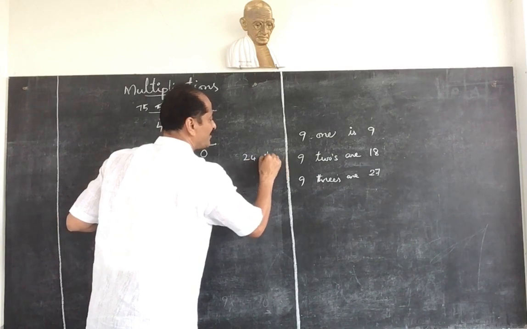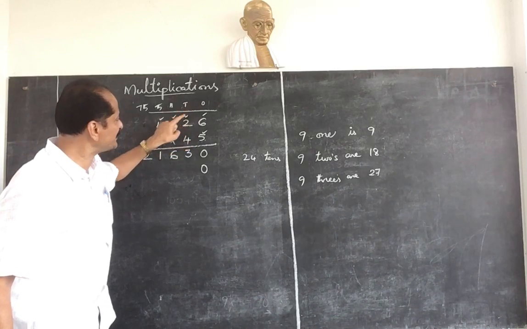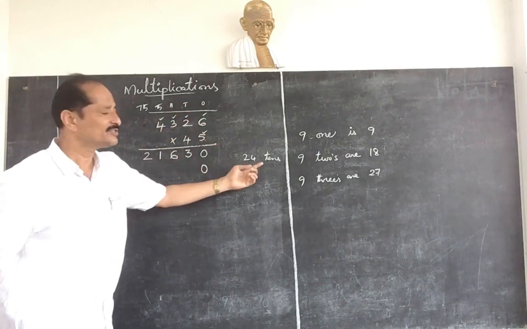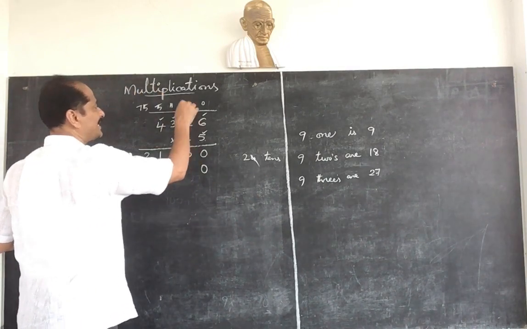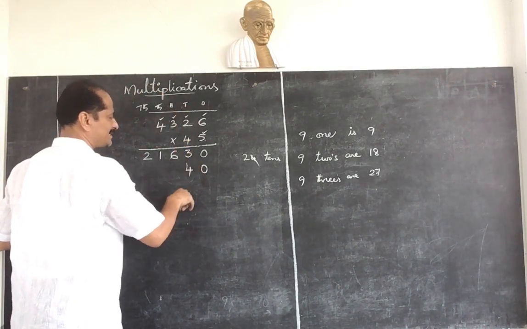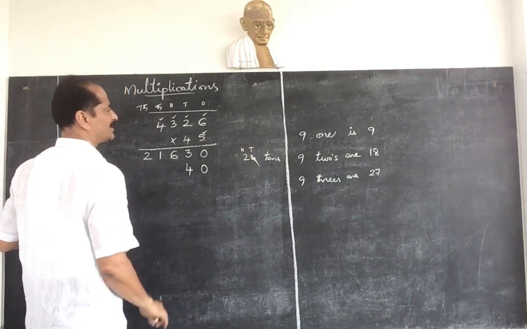24 tens. Why 24 tens? Because 4 is in tens place, 6 is in ones place. So 10 ones are tens. So we are getting 24 tens. 24 tens, 4 tens right under tens place. 4 under tens place. And 2 is hundreds. 2 hundreds left over. Keep that.